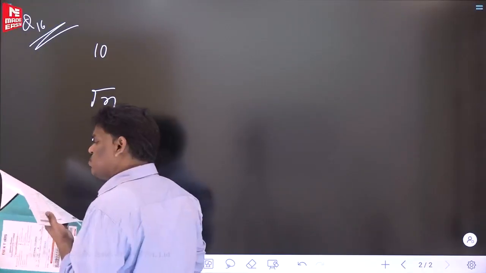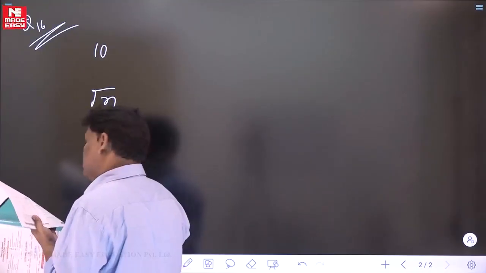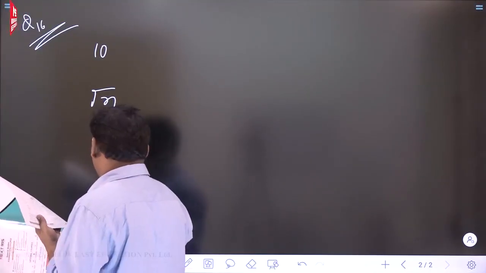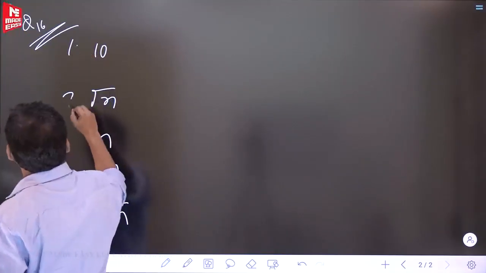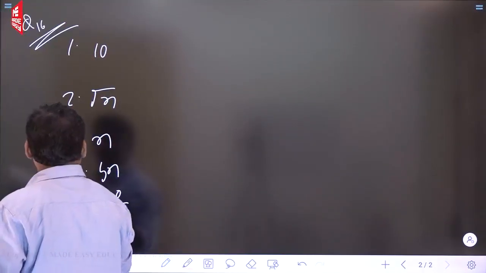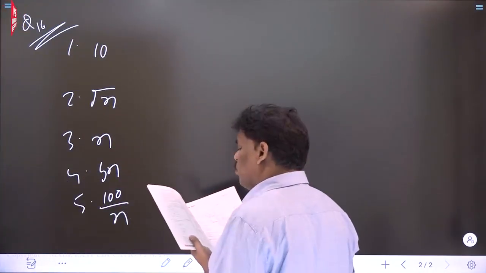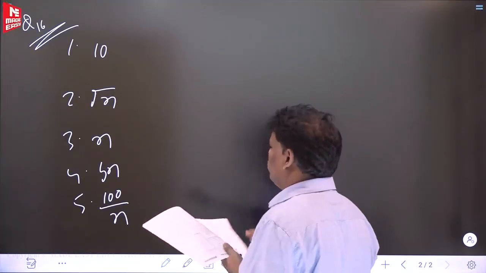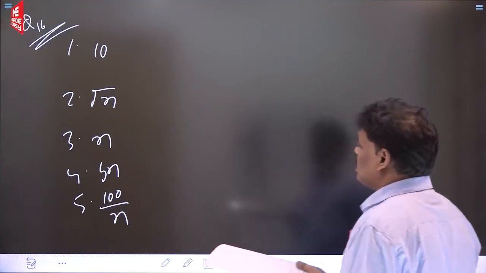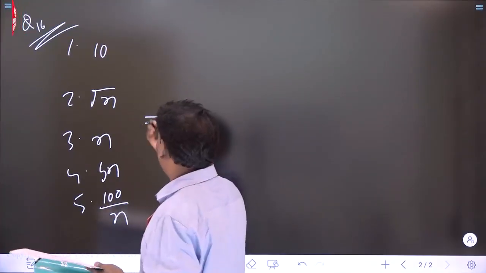One is 10, one is root n, another one is n, another one is log n, another one is 100 by n. How many functions are these? Let me check: 1, 2, 3, 4, 5. Five functions are given. Now, the correct arrangement of the above functions in increasing order of asymptotic complexity. We have to write all of them in increasing order. Among all, it is going to be a very small problem.